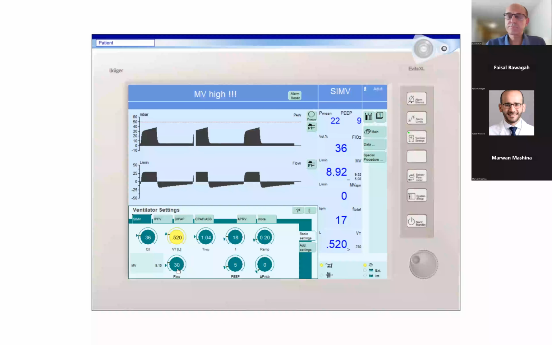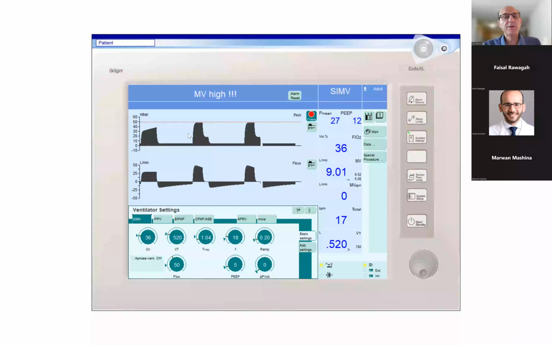The peak pressure will increase, or the pressures will increase because we have increased flow with the same resistance, so the pressure will increase. Okay, so I increase the flow for you to 50 liters per minute.